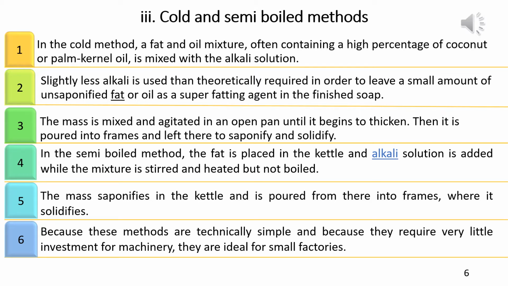Number 6. Because these methods are technically simple and because they require very little investment for machinery, they are ideal for small factories. So, the cold and semi-boiled methods use little investment for machinery. These are very simple methods and they are used for small factories. So, in small factories, we use the cold and semi-boiled methods.